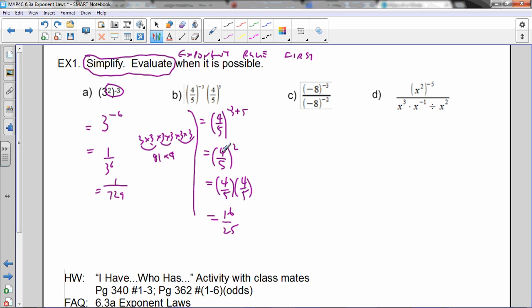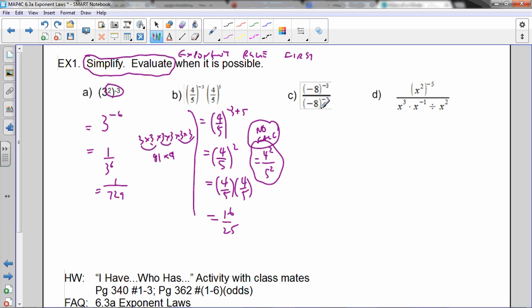Or you could think of it as 4 squared. This is the second way to think of it. 4 squared over 5 squared, 16 over 25. And they're the same thing. I realize that, but it doesn't matter the way that you evaluate it. Look, no calc here. No calculator needed for that one.